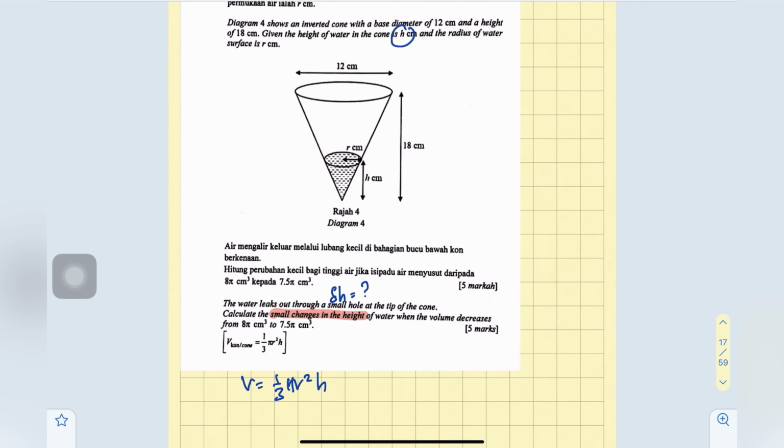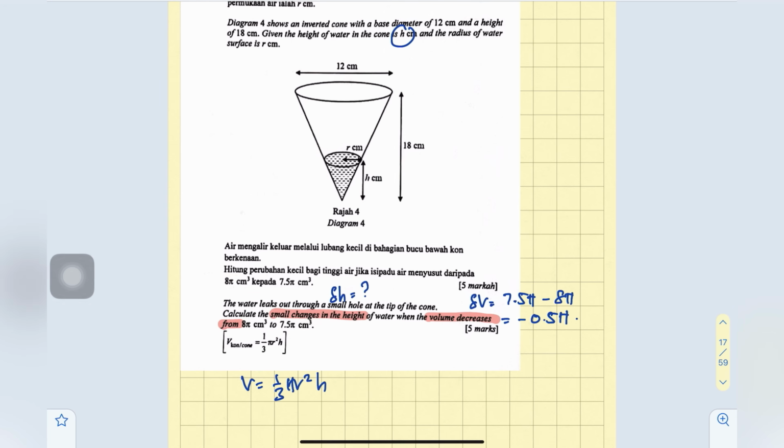Dia suruh cari. Okay, now given pula the volume decreases. Decreases, maksudnya dia mengurang lah. Okay, 8 pi is initial value, 7.5 pi is final value. Jadi kalau kita nak cari delta V, sebab volume kan. Okay, so this one kita boleh carilah delta V. Okay, final minus initial. So 7.5 pi minus 8 pi, which is equals to negative 0.5 pi. Itu kita punya delta V.